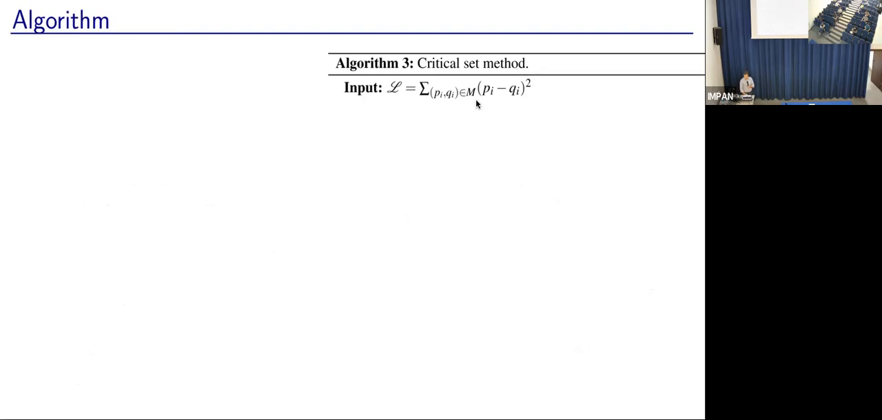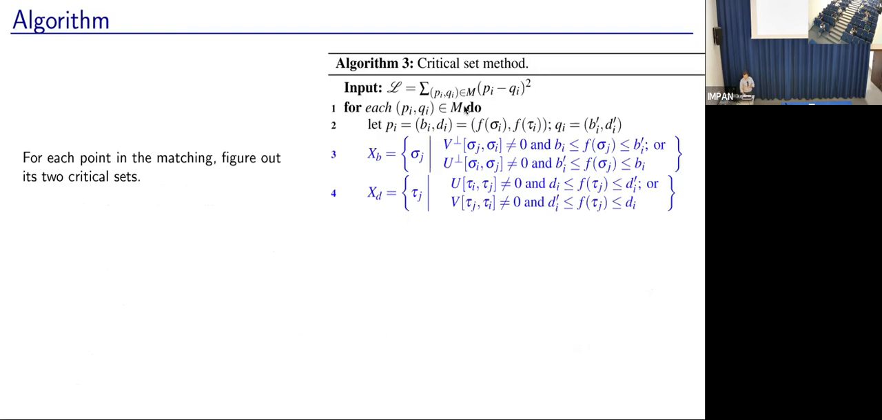Okay, so to summarize, the algorithm is very simple. If you have your loss expressed as a matching, called M, and you're trying to move points from P_i to Q_i, then for each P_i and Q_i, you identify the critical set for the birth, for the sigma. You identify the critical set for the death. So depending on which way you're moving, you're looking at one or the other matrix.